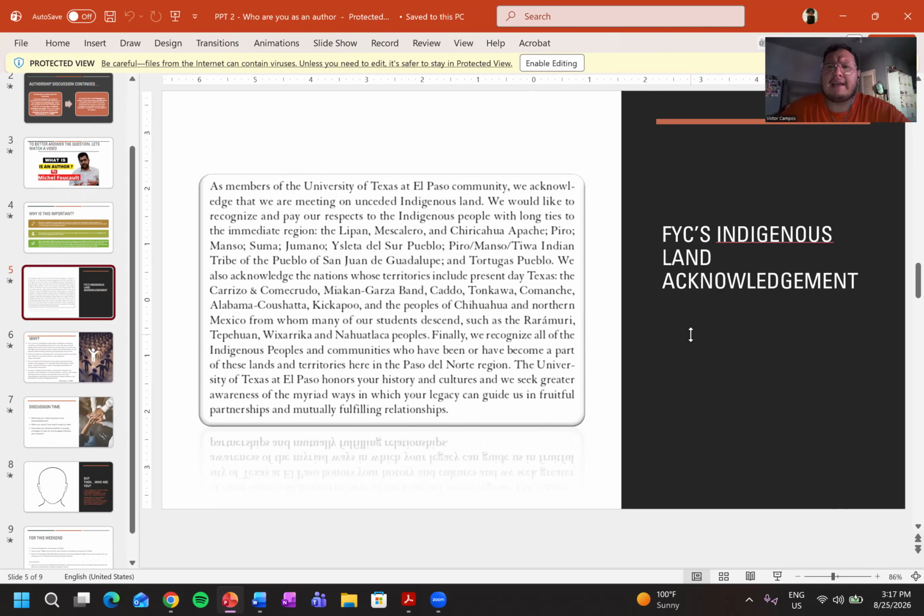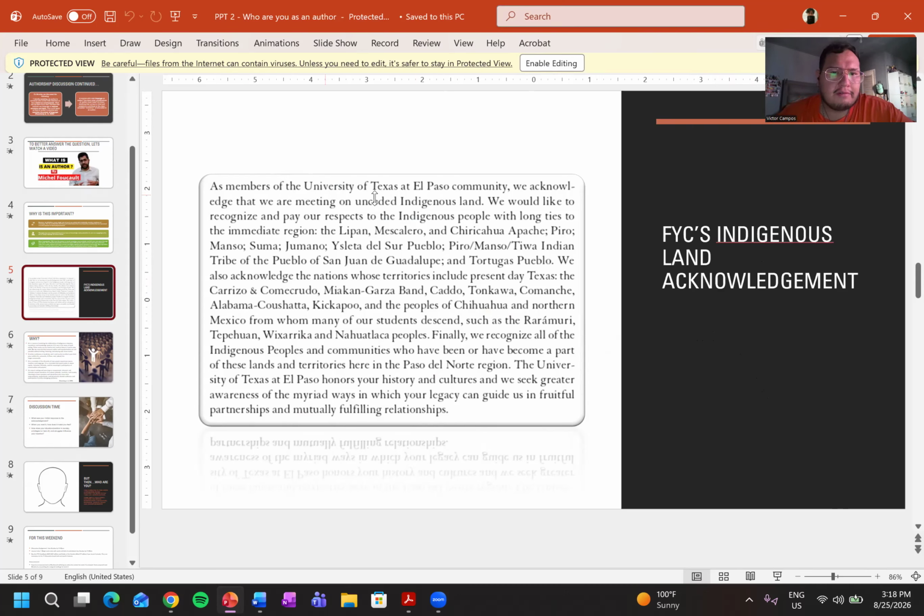So what is a land acknowledgement? It's pretty much a piece of text that states that whatever institution or building, wherever it's located, is located and built upon unceded indigenous land. Okay, so that's mostly what it is. So let us take a read at this.